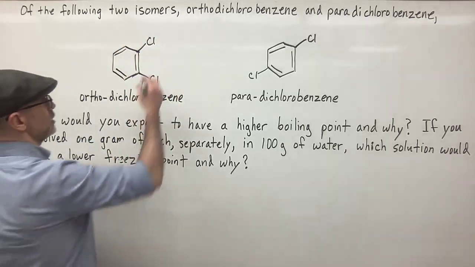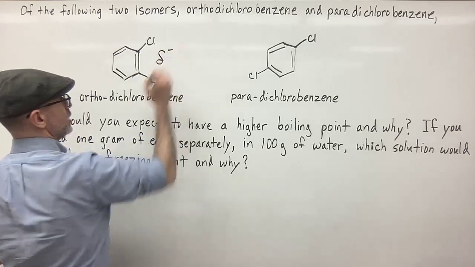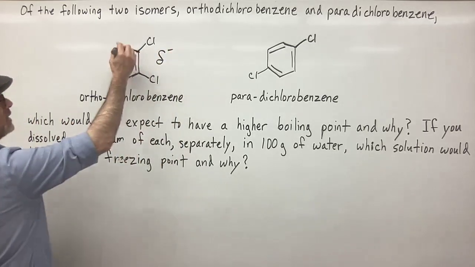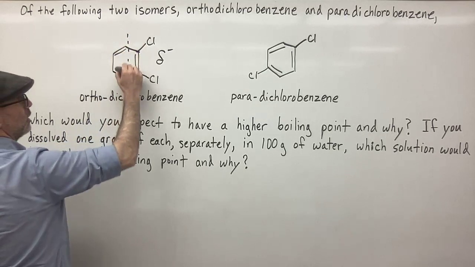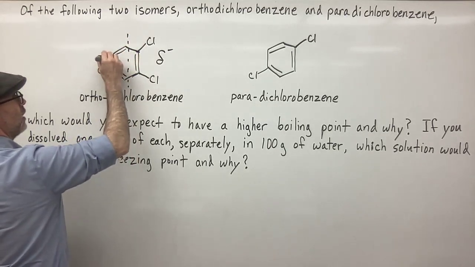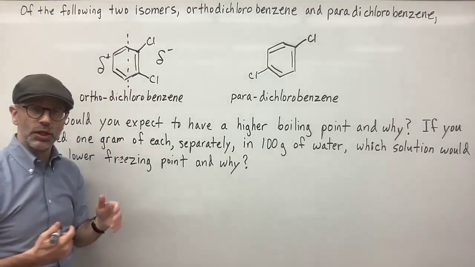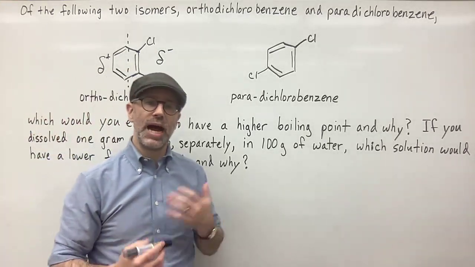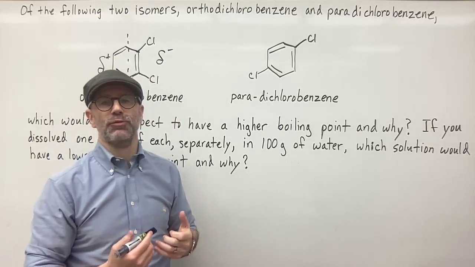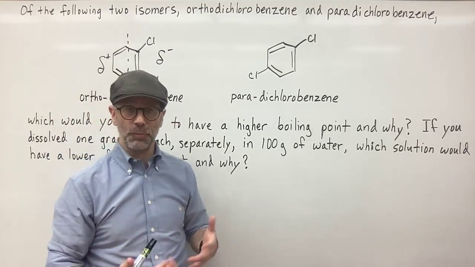So let me draw that in. So this is going to have a partial negative side, which means that this side is going to have a partial positive side. So here we're going to have a polar molecule. Therefore, the predominant IMF, or intermolecular force, is going to be dipole-dipole.